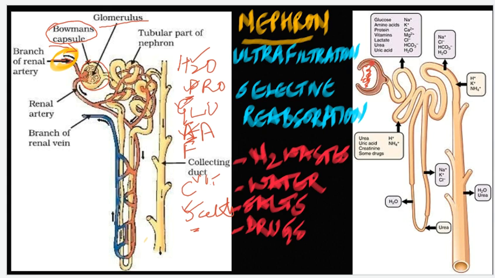Okay, once again, let me use the laser pointer here. Please pay attention here. This is the Bowman's capsule here. Now, it's the Bowman's capsule, and see, there is no glomerulus. Glomerulus has not been shown here. So in this cup-like structure, the Bowman's capsule, the leaked content stays here, and then that leaked content moves across the walls of the Bowman's capsule.